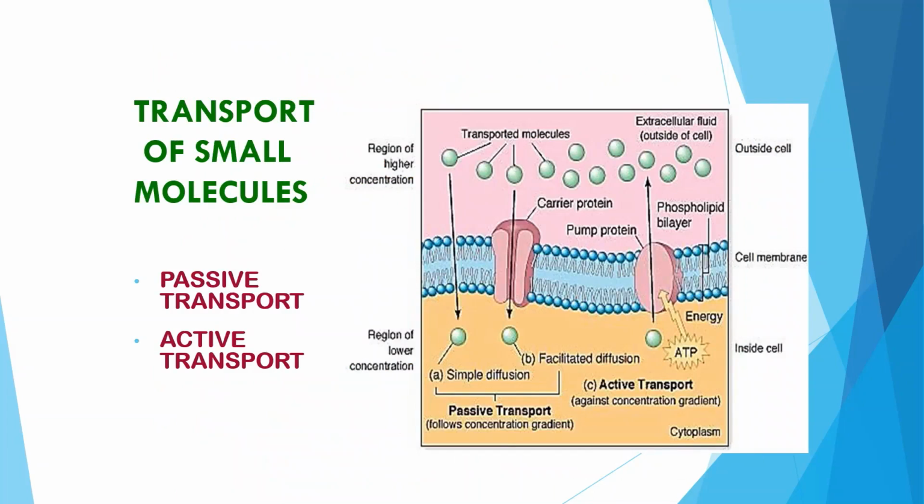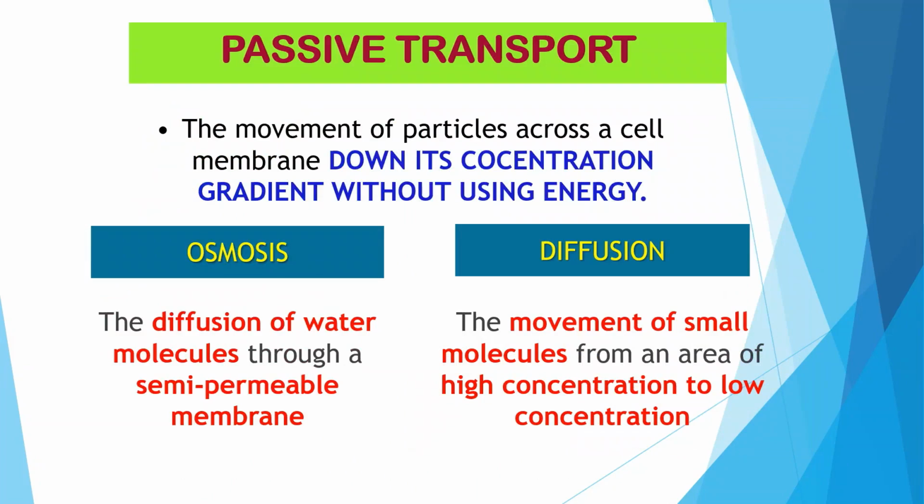Next subtopic is transport of small molecules. There are two types of transport of small molecules, passive and active transport. Passive transport is the movement of particles across a cell membrane down its concentration gradient without using energy. There are two types of passive transport, osmosis and diffusion.